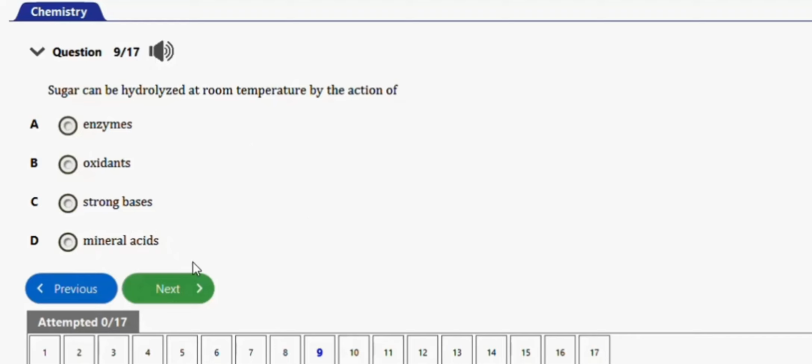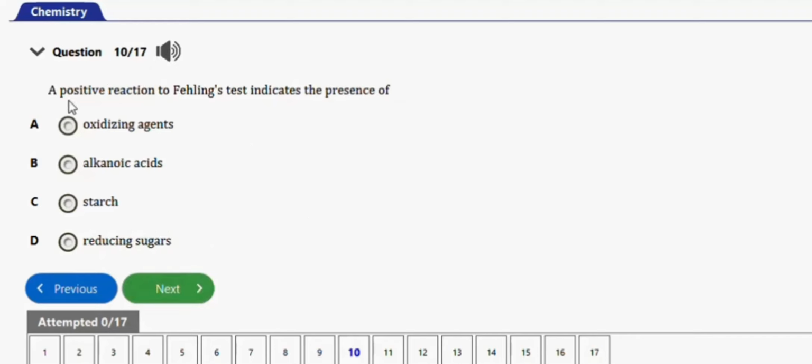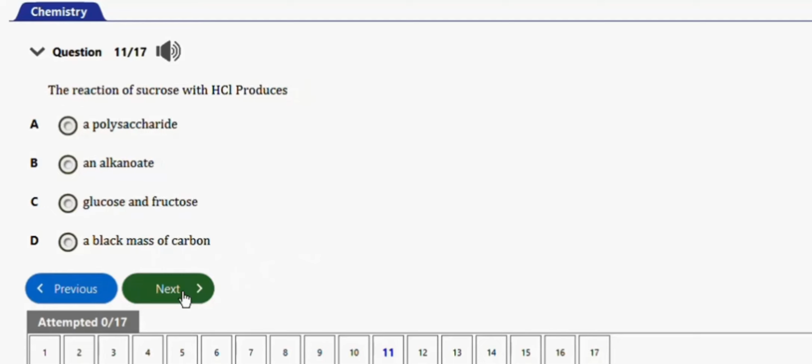Okay, the next question will be this one. It says a positive reaction to Fehling's test indicates the presence of reducing sugars. This one oftentimes comes up, so option D, reducing sugars. The next question, it says the reaction of sucrose with hydrochloric acid produces, we have a polysaccharide, an alkanoate, glucose and fructose, a black mass of carbon. So the right answer is option C. So it produces glucose and fructose.